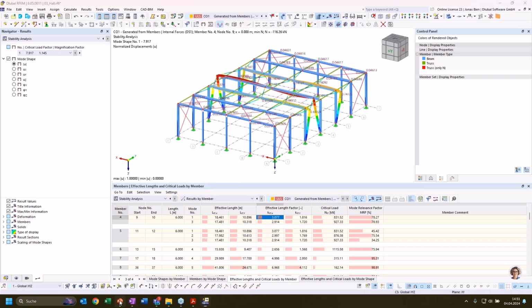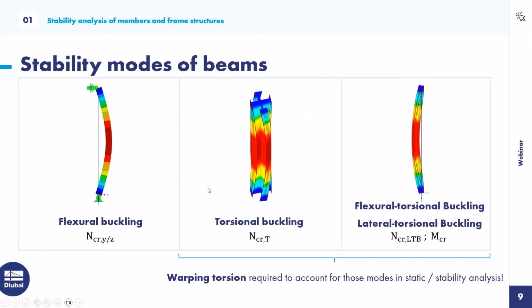And now I want to take the next step and highlight a thing that you may have noticed so far. We have only discussed the flexural buckling of members, but especially in steel structures, other stability modes can also govern the stability design of these members, namely torsional buckling or flexural or lateral torsional buckling. And we can also investigate those stability modes with our structural stability add-on, but we need to activate warping torsion in order to be able to detect those stability modes.